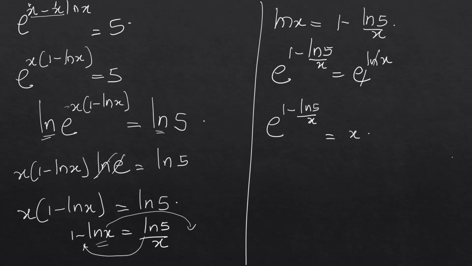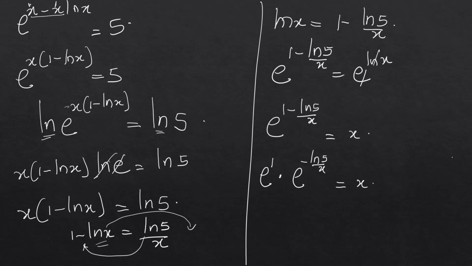Now, I'm sure you've tried that. So what did you get? Remember one thing, that this is going to be e raised to power 1 multiplied by e raised to power minus ln 5 over x. Everything is equal to x. Now, I want to clear this function, but see what I will do.